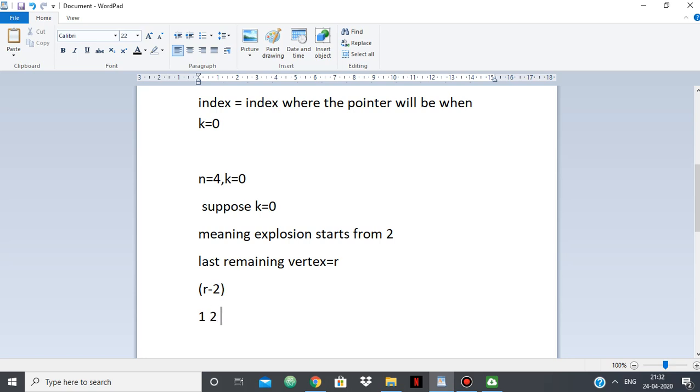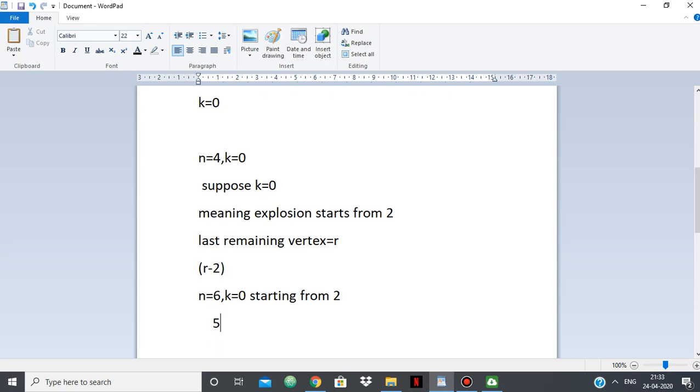Let me just take one more example. So I have 2, 3, 4, 5, 6. Now I'm starting from 2. 2 is done. 4 is done. 6 is done. And then 3 is done. 1 is done. 5 is remaining. So this was n is equal to 6, k is equal to 0, starting from 2. So I got 5 as the last.